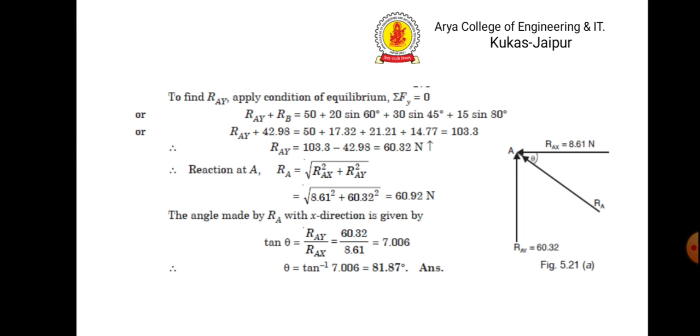Now the reaction at A. For this, Ra is the square root of Rax squared plus Ray squared, so it will be 60.92 Newton. The angle made by Ra with the x direction will be given by tan theta equals Ray upon Rax, which is 81.87 degrees. As shown in the figure, Rax is negative, so it is towards the left, and Ray is vertically upward. So total Ra is 60.92 Newton at an angle theta, which is 81.87 degrees.